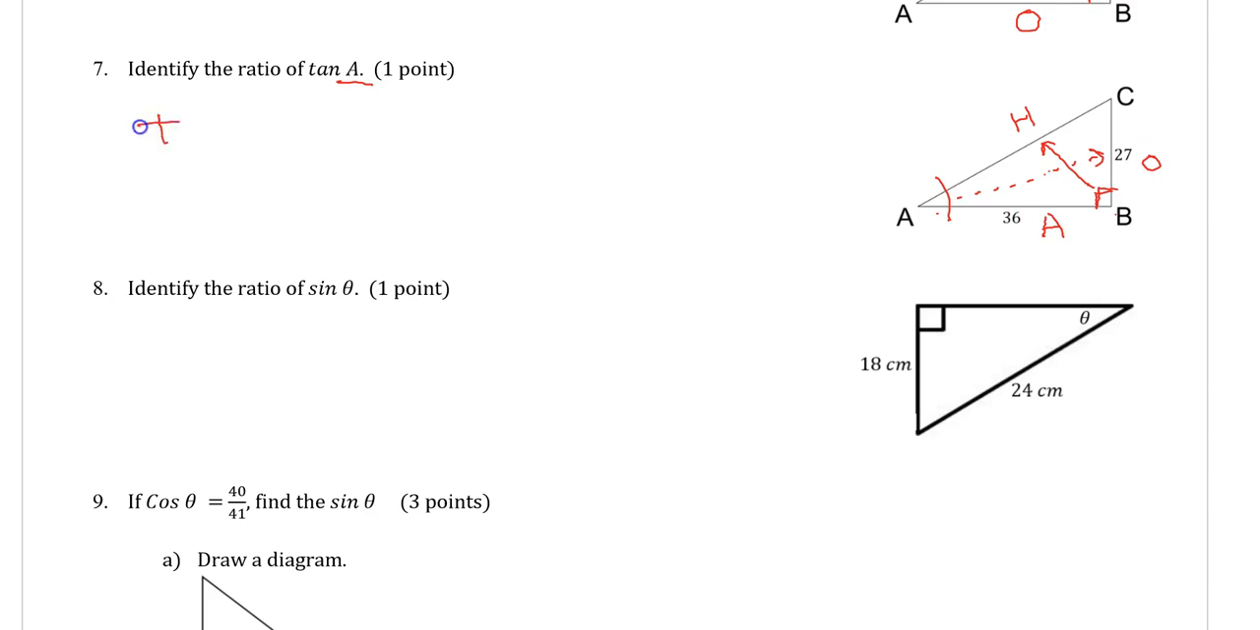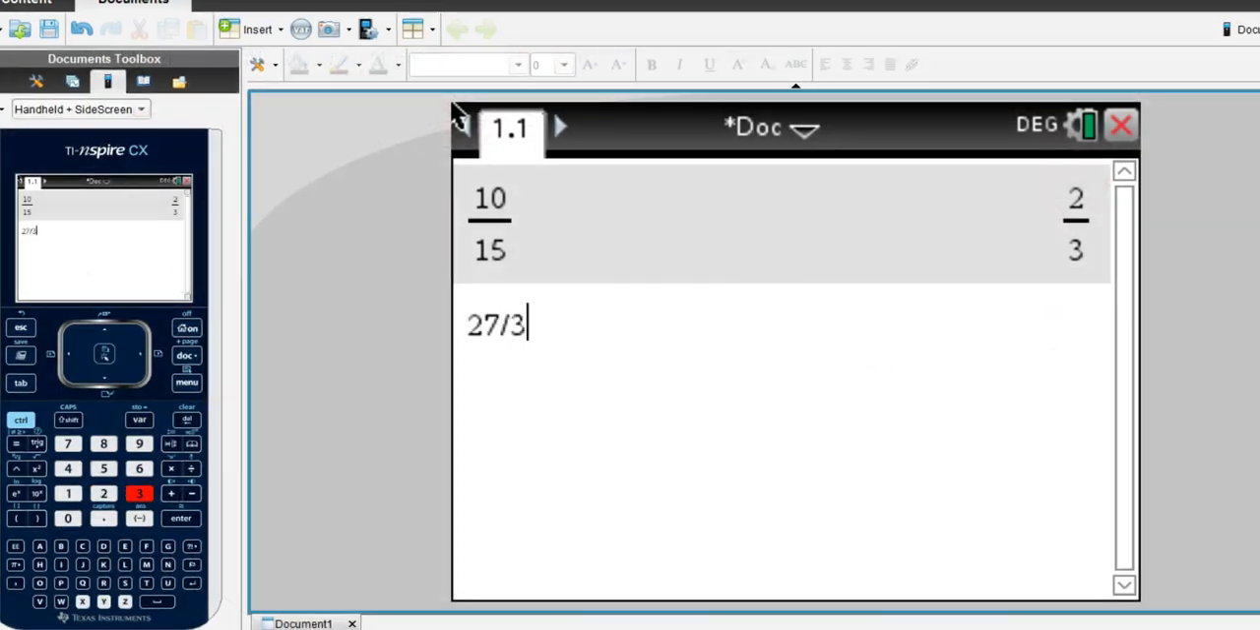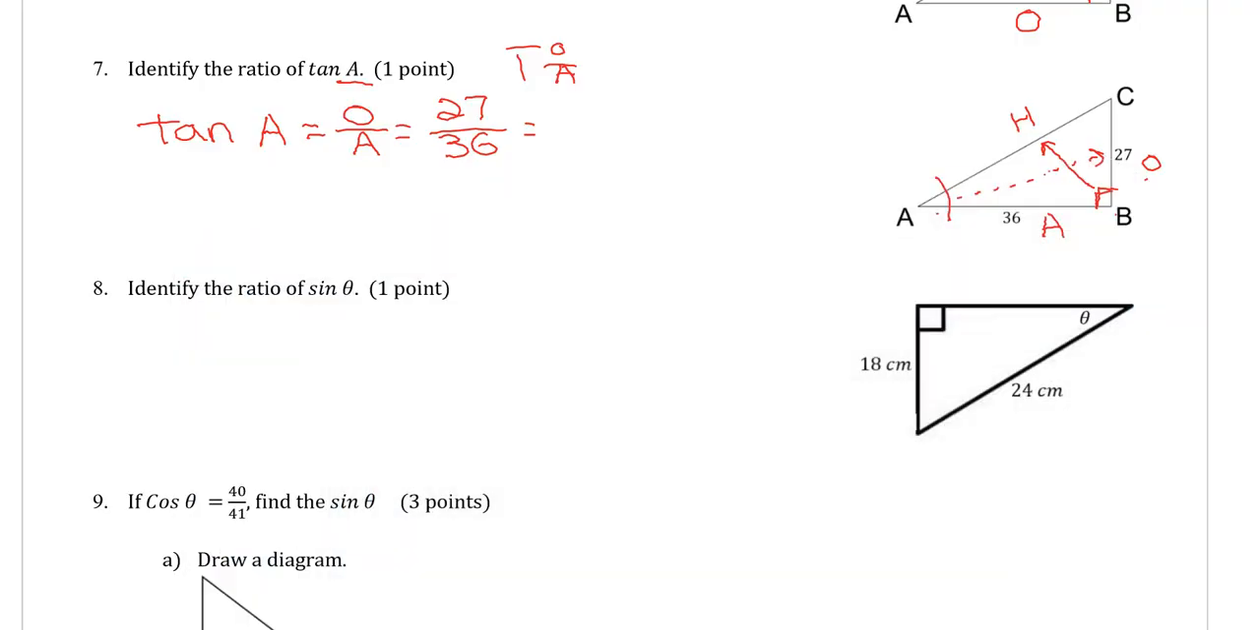So if I'm finding the tangent of A, again, that's the TOA. So tangent of A equals opposite over adjacent. My opposite side is 27. My adjacent side is 36. I'm going to type this in my calculator, and I get 3/4. And make sure you're always reducing your fractions. That's another big mistake, that we forget to do it at the end.